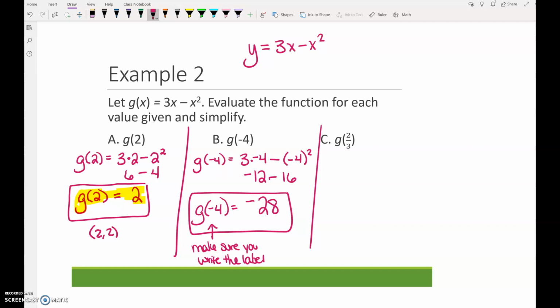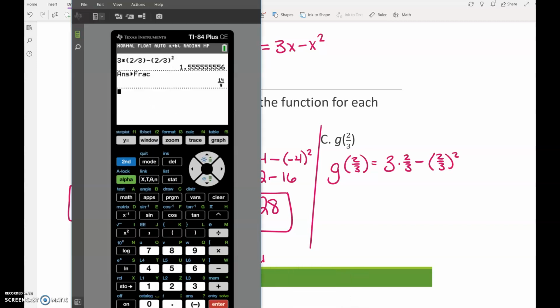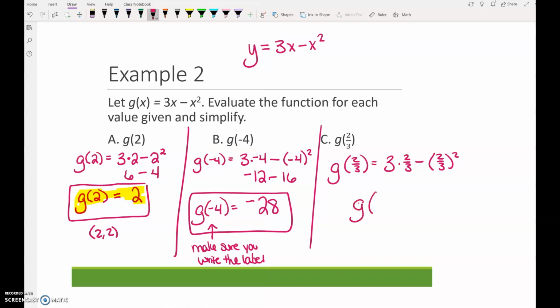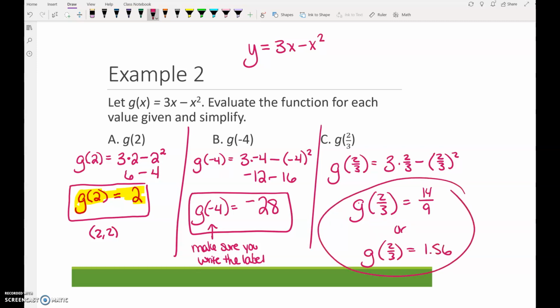Okay, g of 2/3 is honestly kind of cruel. 3 times 2/3 minus 2/3 squared. I would definitely do this on a calculator. You get 1.56 or 14/9. I would accept either of those as an answer if I gave you one like that on your assignment.